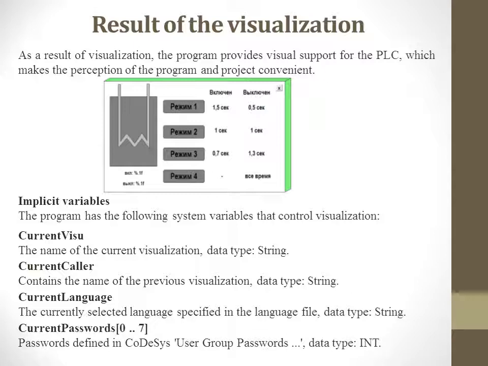So with this implicit variable, current password, we can define the password in the Codesys user group password. So the data type of this variable is int.